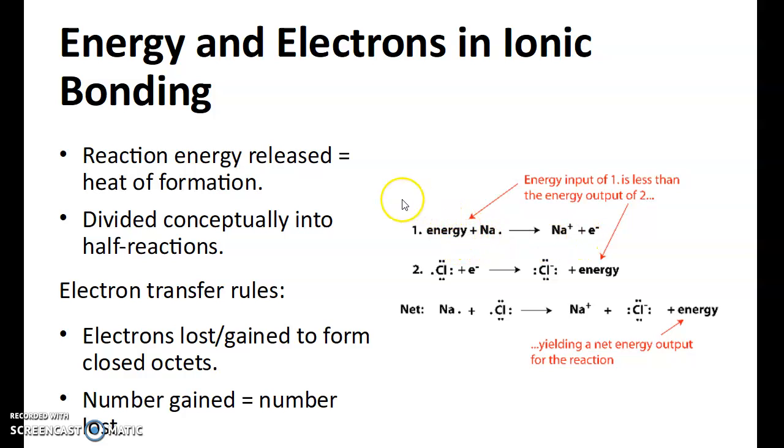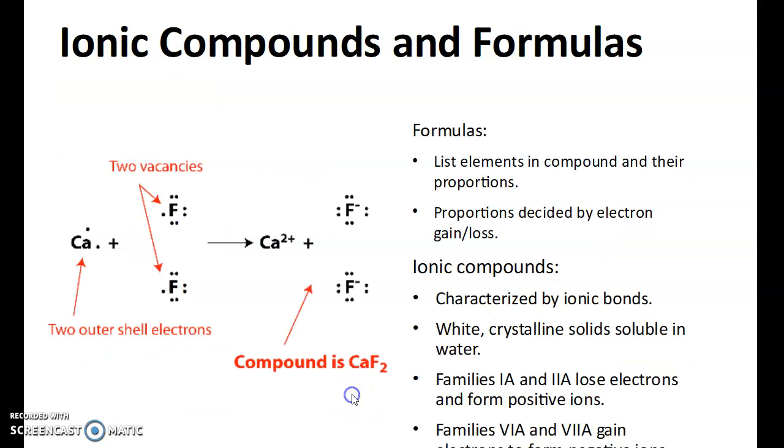You could have just this Na going to Na plus, right? And at the same time, you could have Cl on this side of the equation going to the Cl minus. So this is the overall net equation, but each one of these is regarded as a half reaction. The electrons lost or gained to form the octets. The number gained has to equal the number lost. After all, it is an equation.